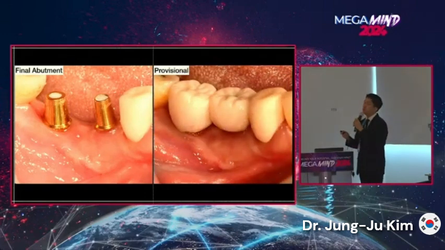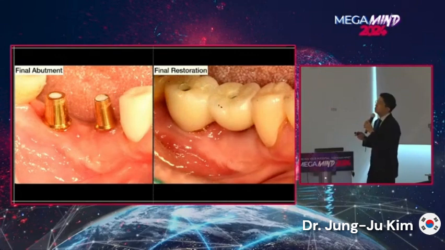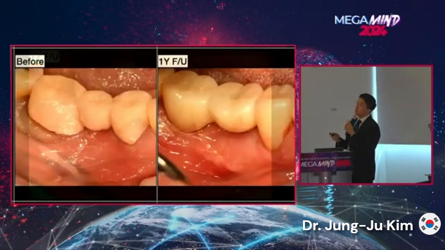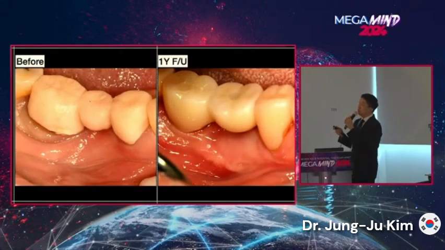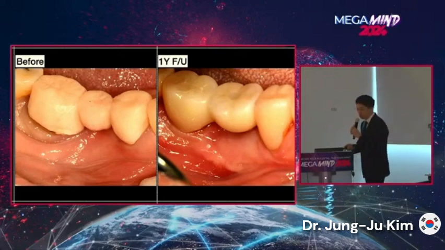And we induce sink down procedure through provisional crown, and here is the final restoration. And this is about 1 year follow-up photo. Before and 1 year follow-up photos show a well-maintained buccal bone-attached gingiva.